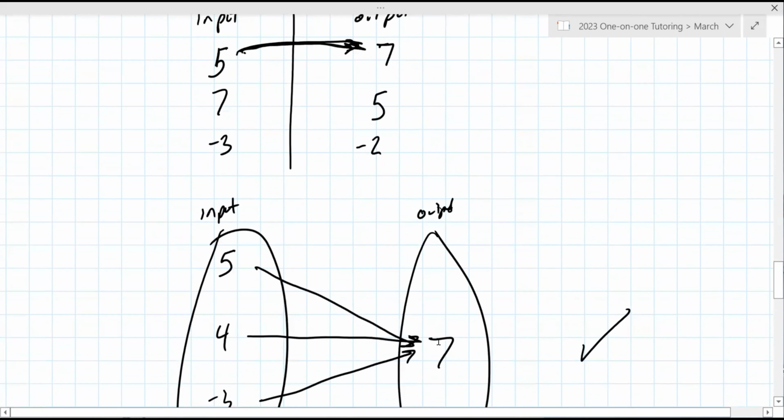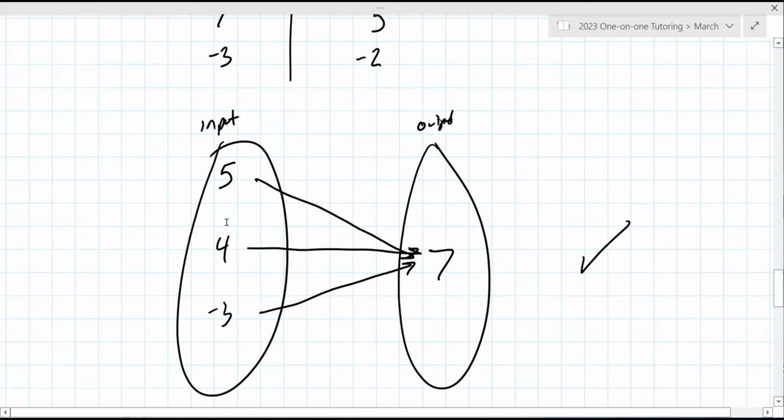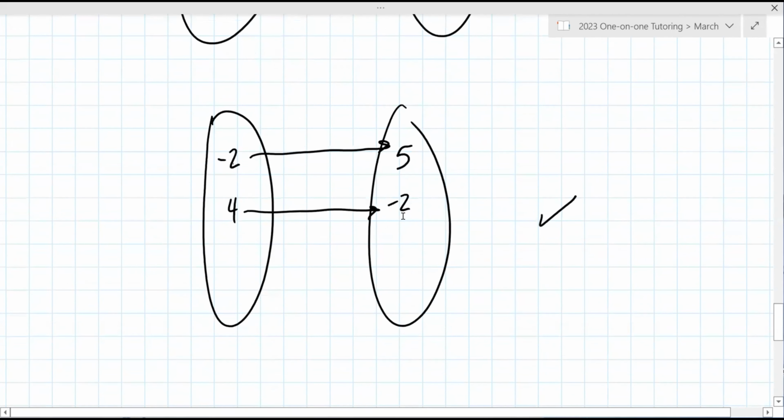It's okay if they go to the same output because they're all unique. It's okay if there's a duplicate. I think in the third one we saw 4 minus 2 twice. That's okay because it goes to the same value. The issue is when the same input goes to 2 different outputs or more.